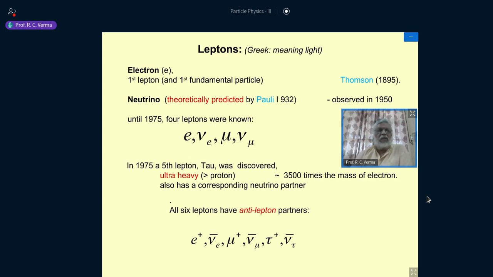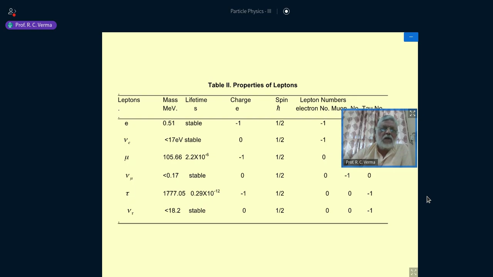And this tau lepton also has a partner. So this is how we have six leptons: electron, muon, and tau with their corresponding neutrino partners. And all these six leptons have their anti-lepton partners. So for electron, we have positron. For neutrino, we have anti-neutrino. For mu minus, we have mu plus. And for muon neutrino, we have anti-muon neutrino. And tau minus was observed first, so we have tau plus also. So in this way, the family is complete, and their various properties are given in this table.